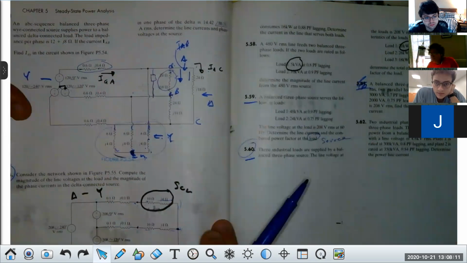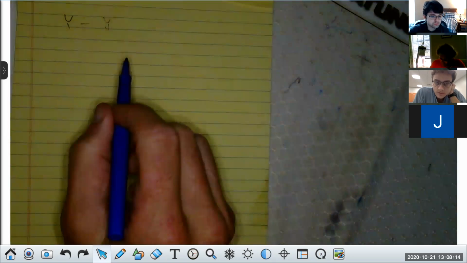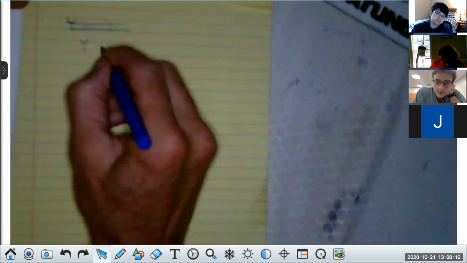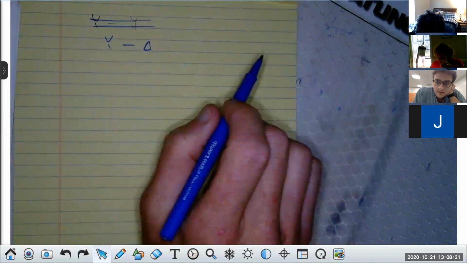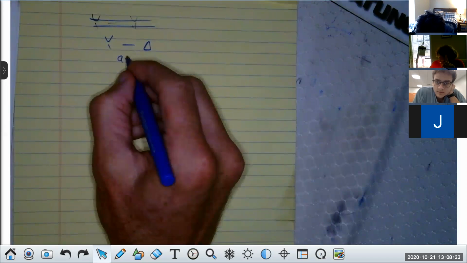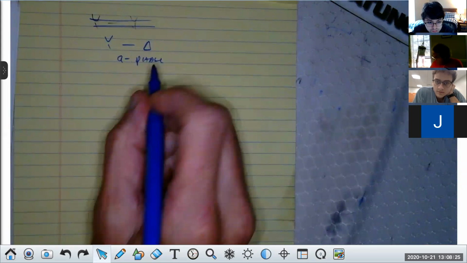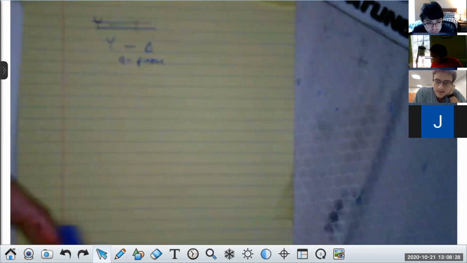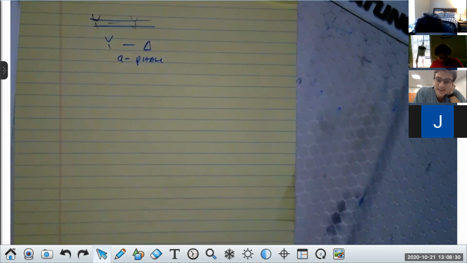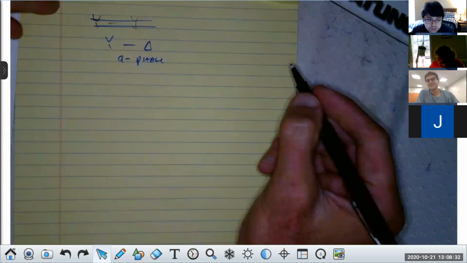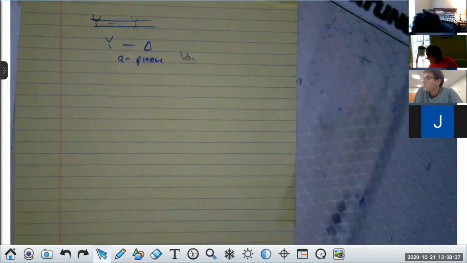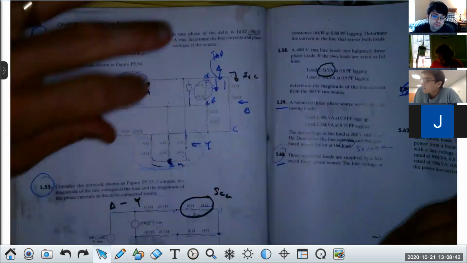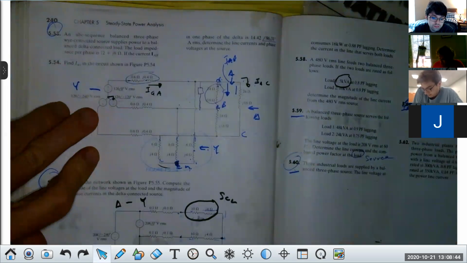So what I recommend you do, when you recognize the configuration, you put Y delta right here. Now, the only thing you do is one phase. You do the A phase. When you do the analysis, you can put capital A if you want, but it's the A to neutral phase. So do we have VAN? Anybody can answer that. It's rhetorical. If you look at this, do we have VAN just by looking at this?